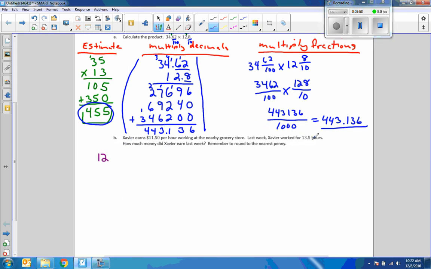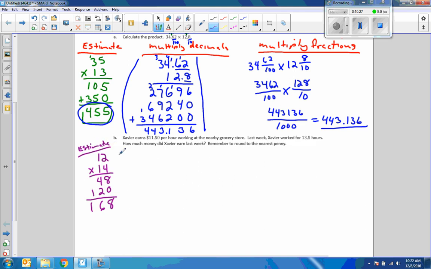He worked for 13 and a half hours. That's a half. Half gets rounded up. That's going to be rounded up to 14. We're going to multiply 12 times 14. 4 times 2 is 8. 4 times 1 is 4. Leave my space. 1 times 2. 1 times 1. And 8 is 6. 1. This is my estimate.